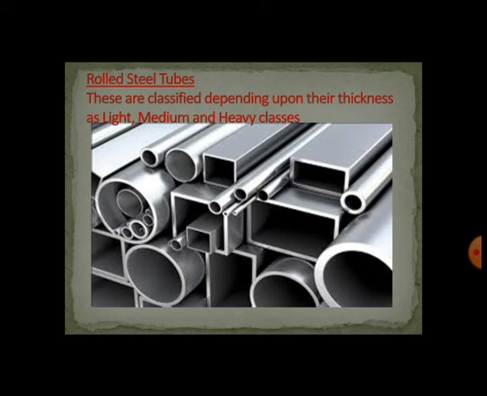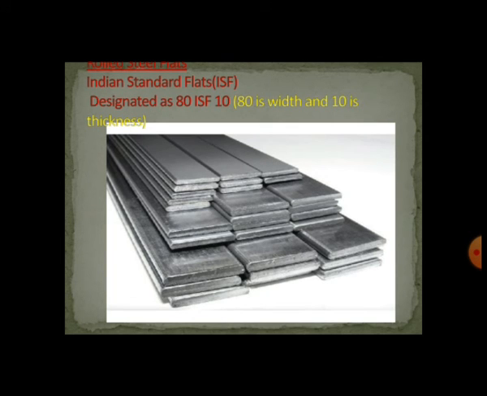Rolled steel tubes, these are hollow sections. Depending upon their thickness, these are classified as light class, medium class, heavy class. Rolled steel flats, these are classified as Indian standard flats. These Indian standard flats are designated as 80 ISF 10. For example, 80 here refers to width, ISF refers to Indian standard flat, 10 here refers to thickness.